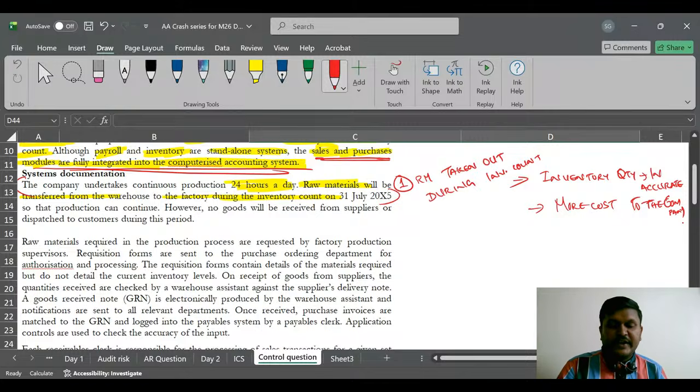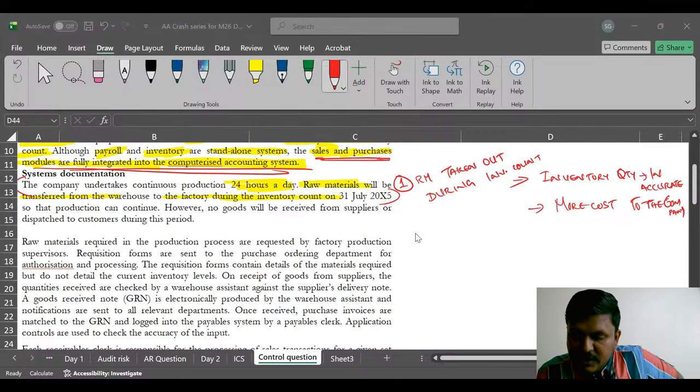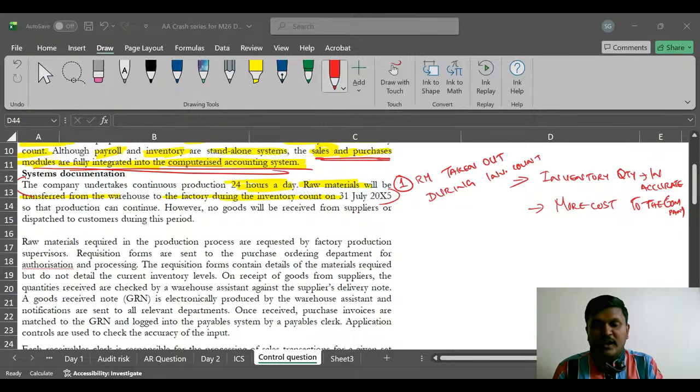Okay, second thing, let's go to the second paragraph. Any other point you have made? Okay, yes, count may be incorrect. The production and raw material transferred during the inventory count could be omitted or counted twice. Yes, exactly, Aksha. Inventory could be omitted or counted twice, meaning it was already counted over here and can be taken to the other side, so it could be counted from raw materials again. So kind of having a problem over here.